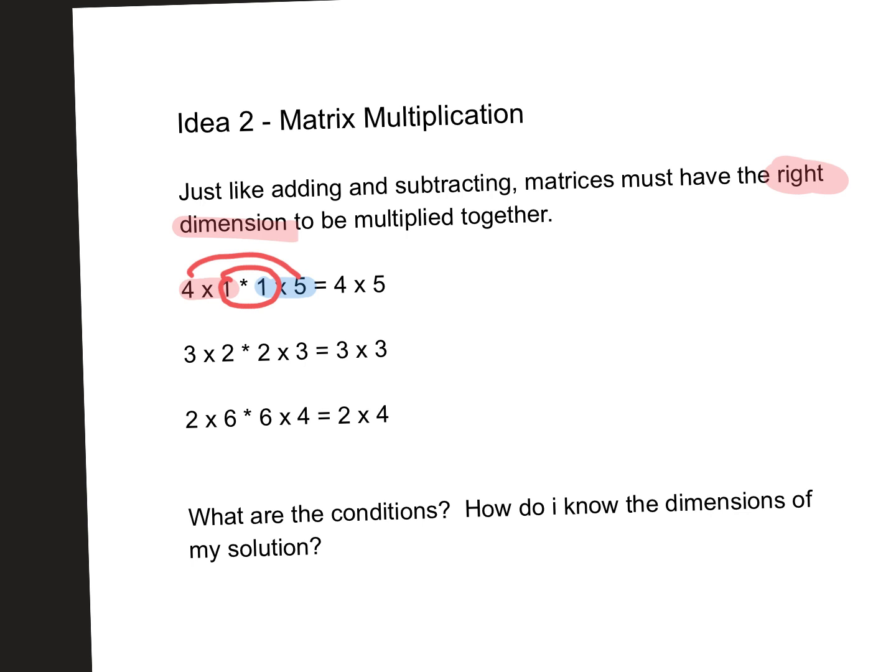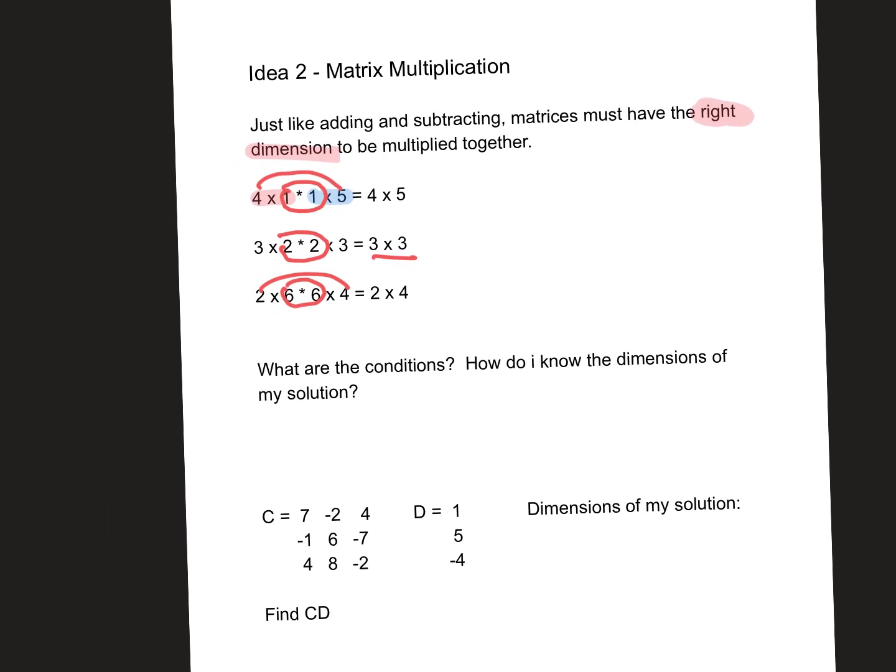So if we have a 4 by 1 and a 1 by 5, the resulting answer is going to be a 4 by 5. If we have a 3 by 2 and a 2 by 3, okay, so these two match in the middle, our result is going to be a 3 by 3. If we have a 2 by 6 and a 6 by 4, these two repeat in the middle, our solution will be a 2 by 4 matrix, okay? So that's how we know if it's even possible. If these two in the middle do not match up, then it is not possible to multiply, and we'll just write undefined.